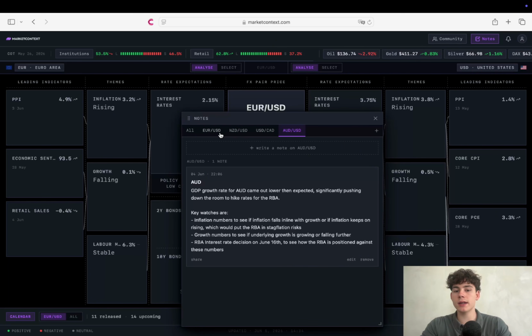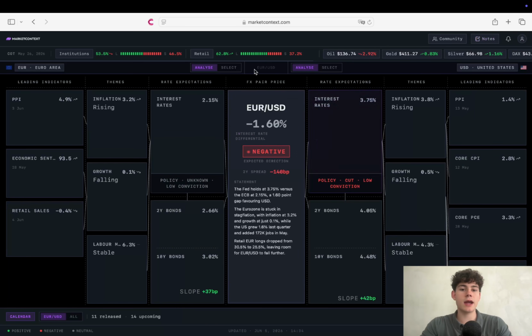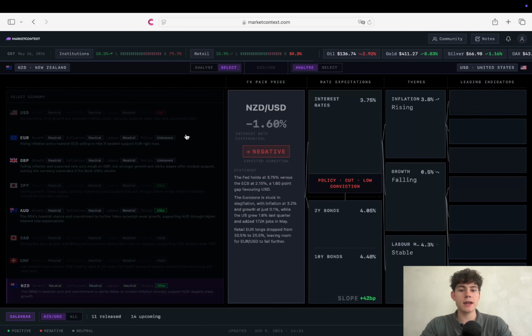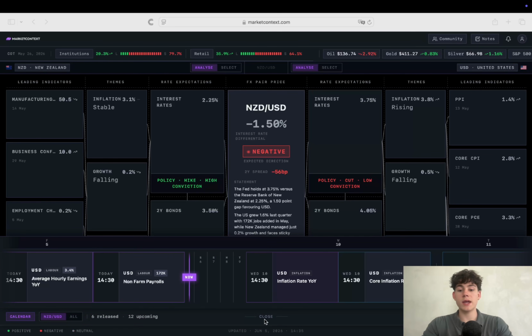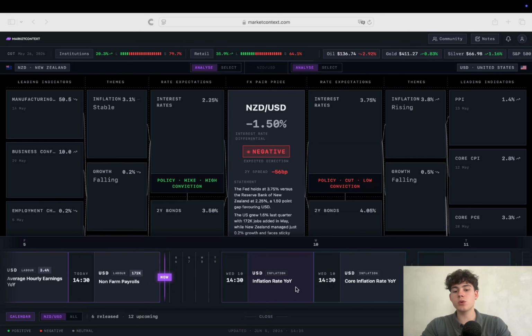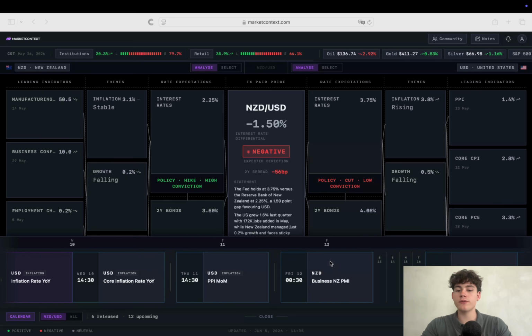The next thing that I'll do is see, based on my notes, what is the interesting pair that I want to be trading. If I think that, for example, NZD/USD looks good, I'll go and select NZD/USD here at the top. And from that point, I look at what the upcoming dates are. So I can immediately see that next week we already have some inflationary numbers for the dollar, and also on Friday some New Zealand business PMI.